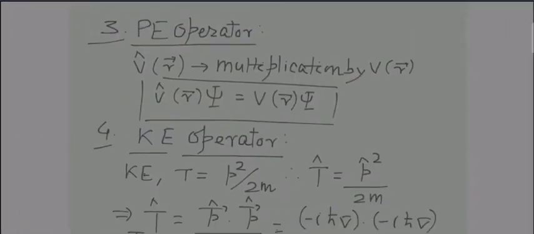Now the potential energy operator, what does this imply? It is also very similar to the position operator. It is simply multiplication by potential energy. Multiplication by V of r, which means the potential energy function, is equivalent to your potential energy operator.